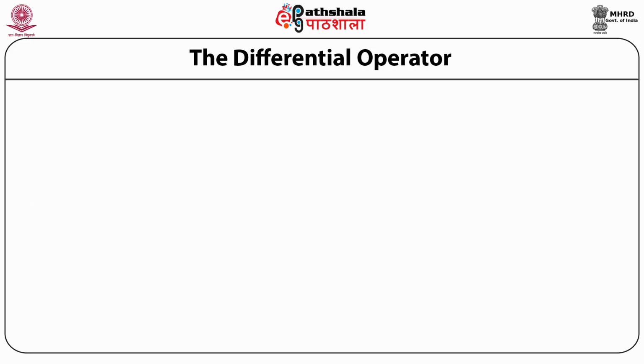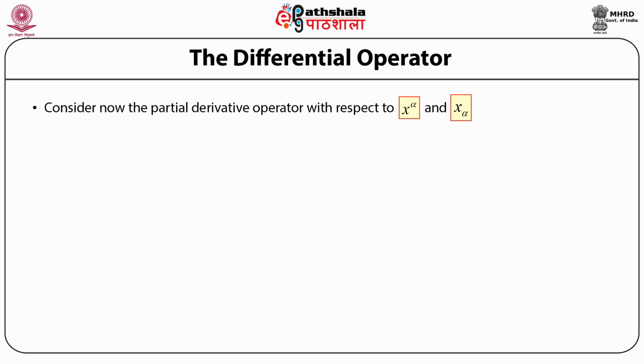The differential operator. Now, after having studied the metric tensor and the transformation of the contravariant and the covariant terms, we next come on to defining our different operators in the tensorial notation. So one of the first operators that we define in the tensorial notation is the differential operator. So let us consider the partial derivative of the operator with respect to the contravariant vector x superscript alpha and the covariant vector x subscript alpha.